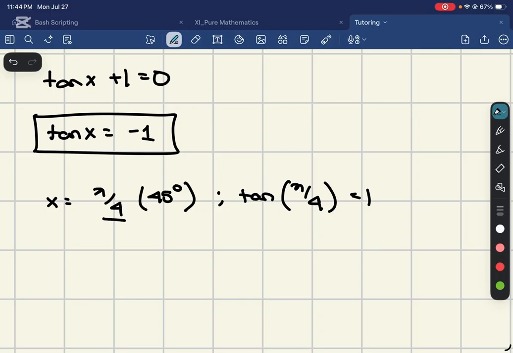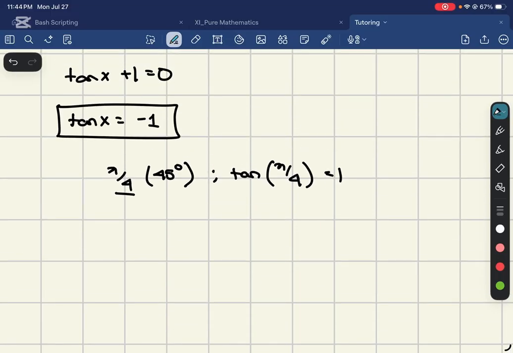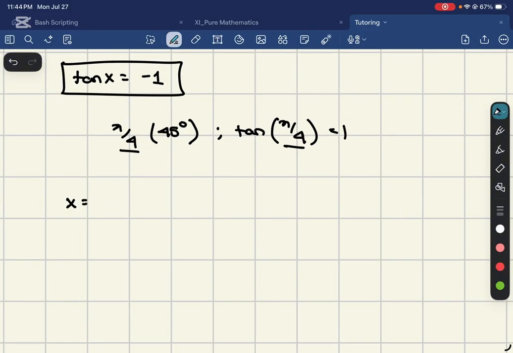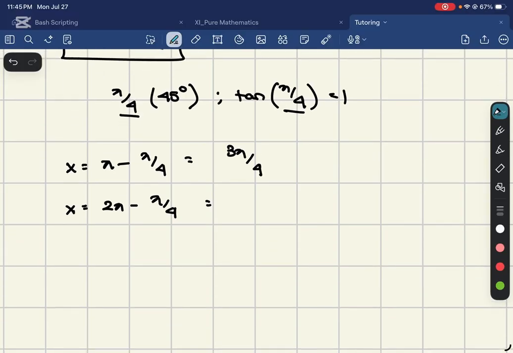All right, so using that piece of information, we know that tan pi by 4 is equal to 1. So one possible value of x is that tan in the second quadrant is negative, right? So we can do pi minus pi by 4. 180 minus an acute angle pushes that angle into the second quadrant, and in the second quadrant, tan is negative. And again, tan is negative in the fourth quadrant. So I can do 2 pi minus pi by 4, and this pushes my angle into the fourth quadrant. All right, so your two answers are going to be 3 pi by 4 and 7 pi by 4. So these are two possible answers.